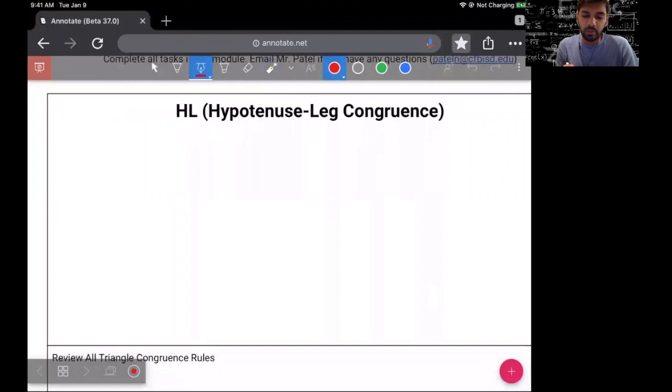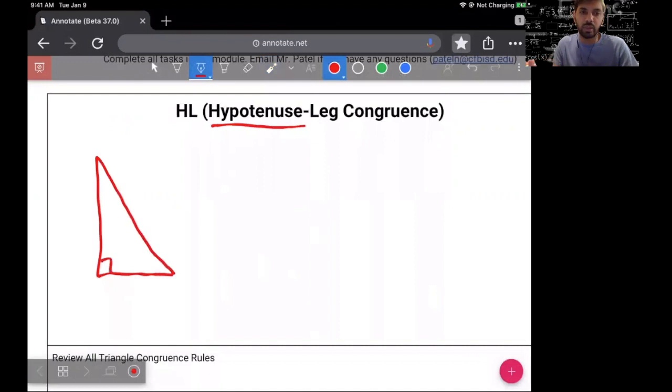HL, hypotenuse-leg. You can only have a hypotenuse if you have a right triangle, which means a triangle that has a right angle in it. And a right angle is a 90-degree angle, just like that. And it's marked with this little square, with this little box in the corner. That means you have a 90-degree angle.